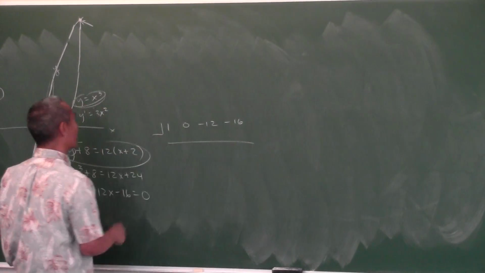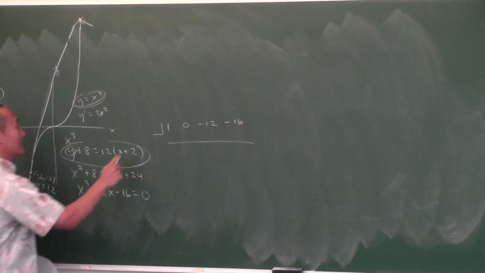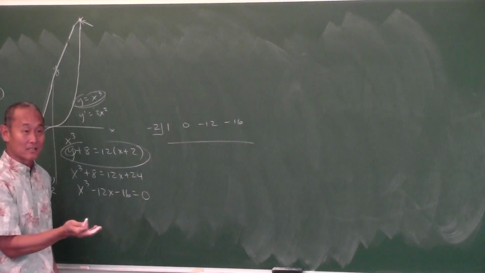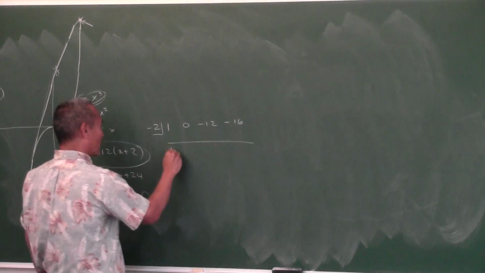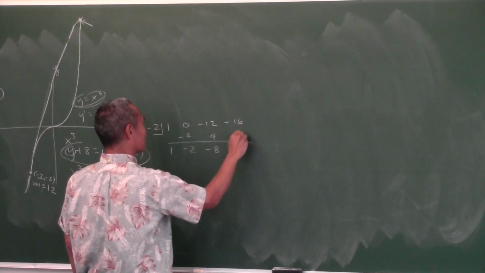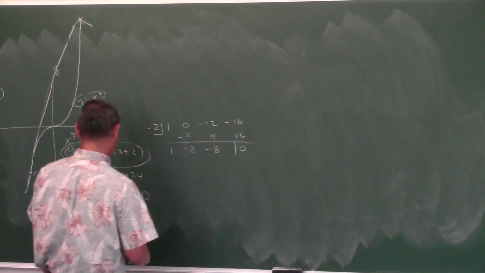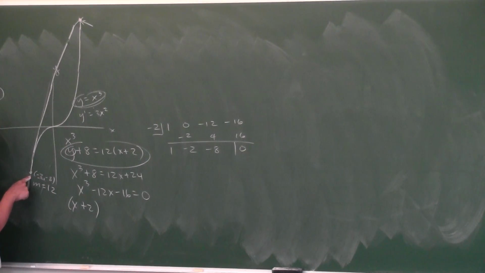Because you guys don't like guessing, but we don't have to guess, because look, we already know the two graphs intersect right there. Yeah, -2, so that means -2 has to work, right? Because that's an answer. 1, -2, -2, 4, -8, 16, 0. So that means x + 2 is a factor. That's because -2 is a solution.